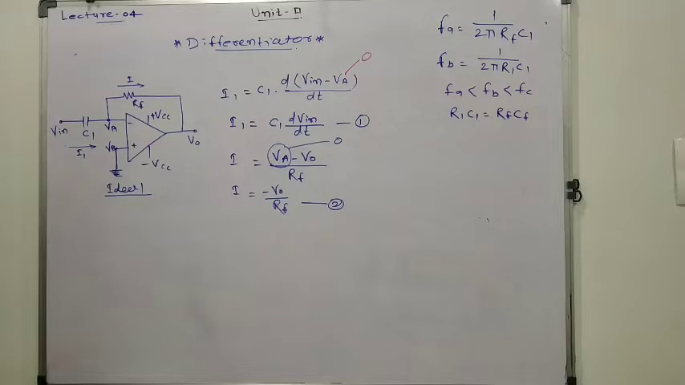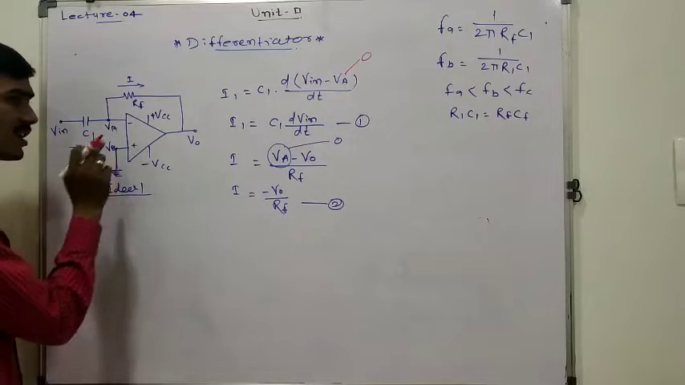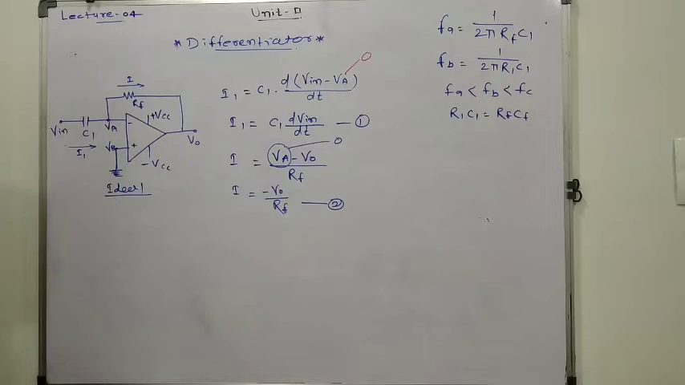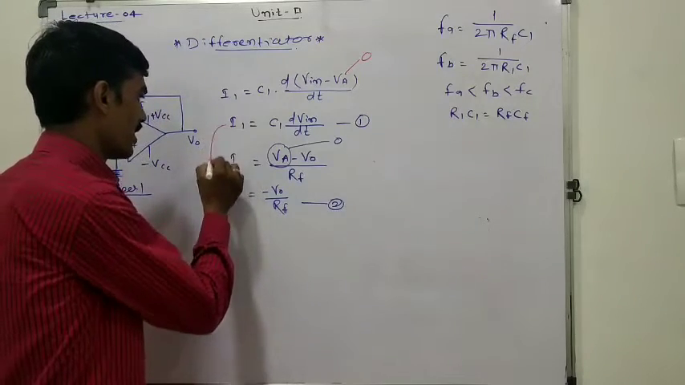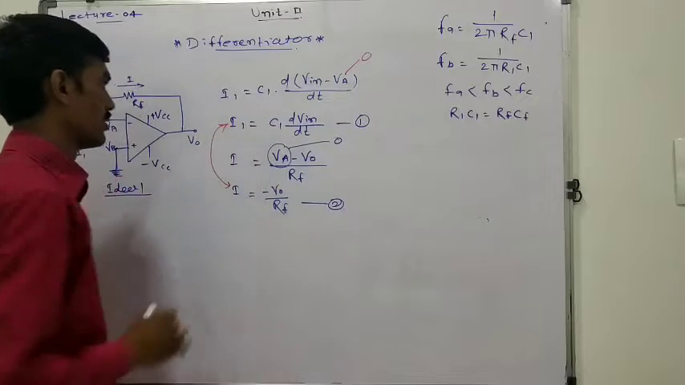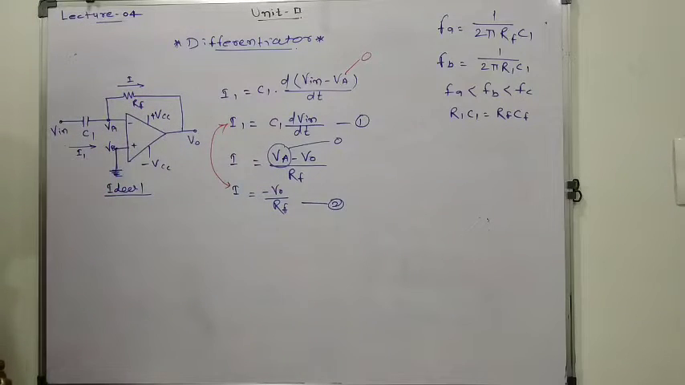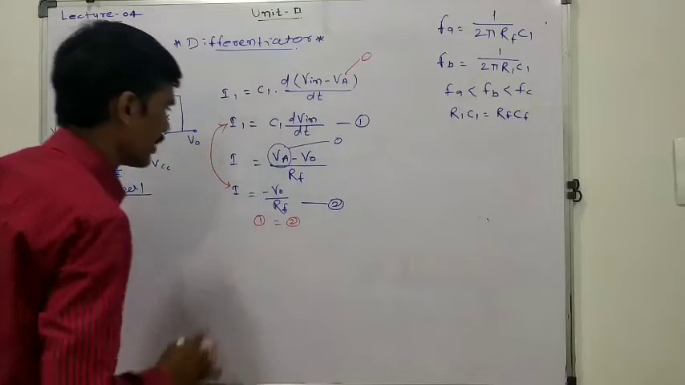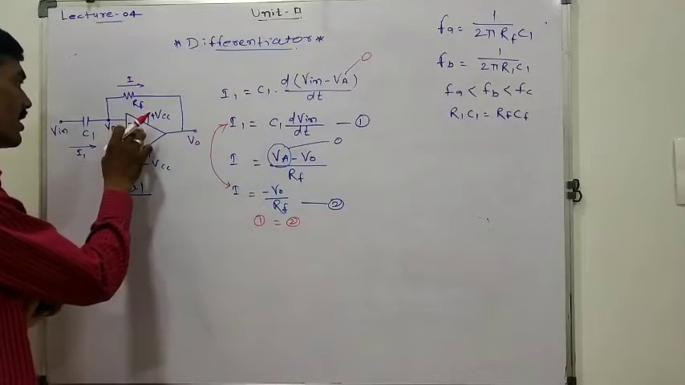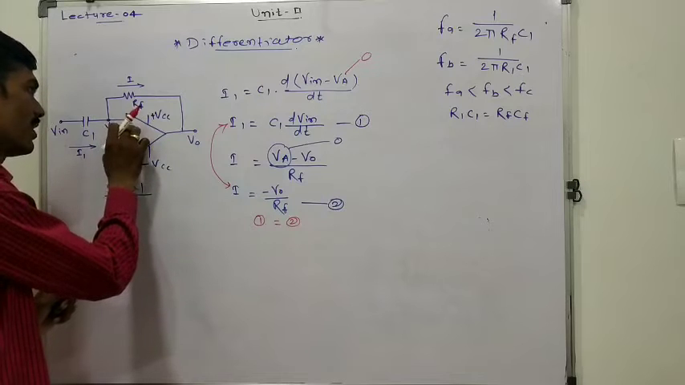For the ideal operational amplifier, we assume that the current flowing through the inverting and non-inverting terminals is equal to 0. That condition is one of the characteristics of the operational amplifier. That is why these two currents I1 and I must be equal. So equation 1 is equal to equation 2, because the current flowing through the inverting terminal is equal to 0.